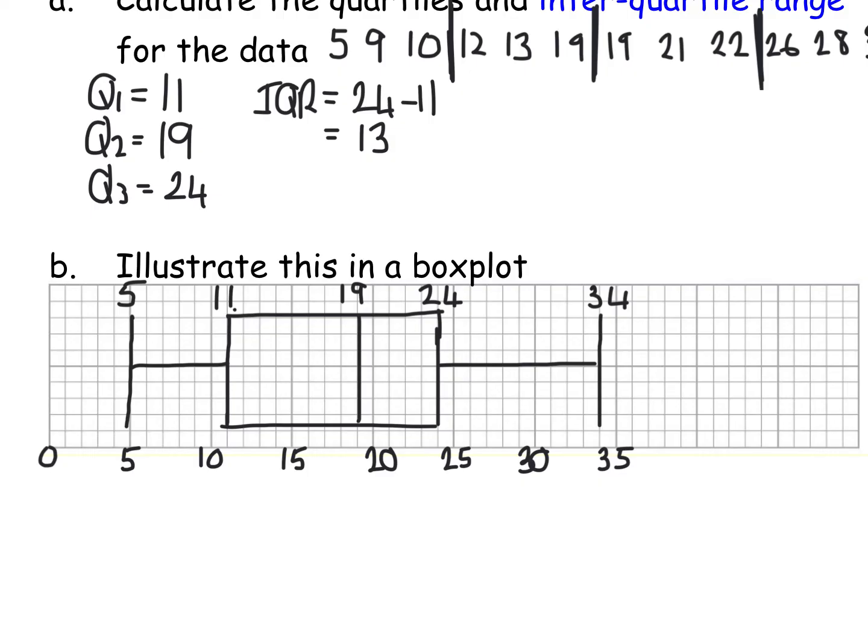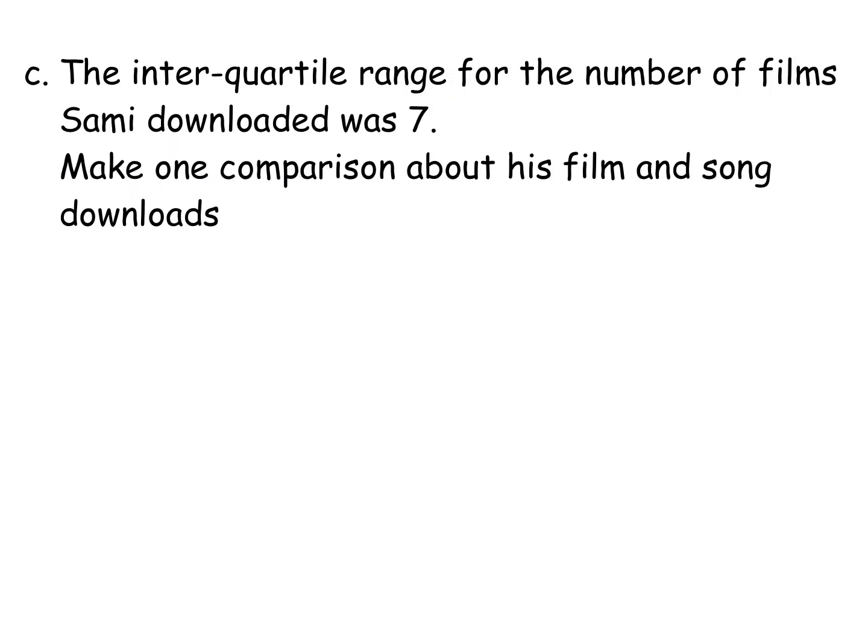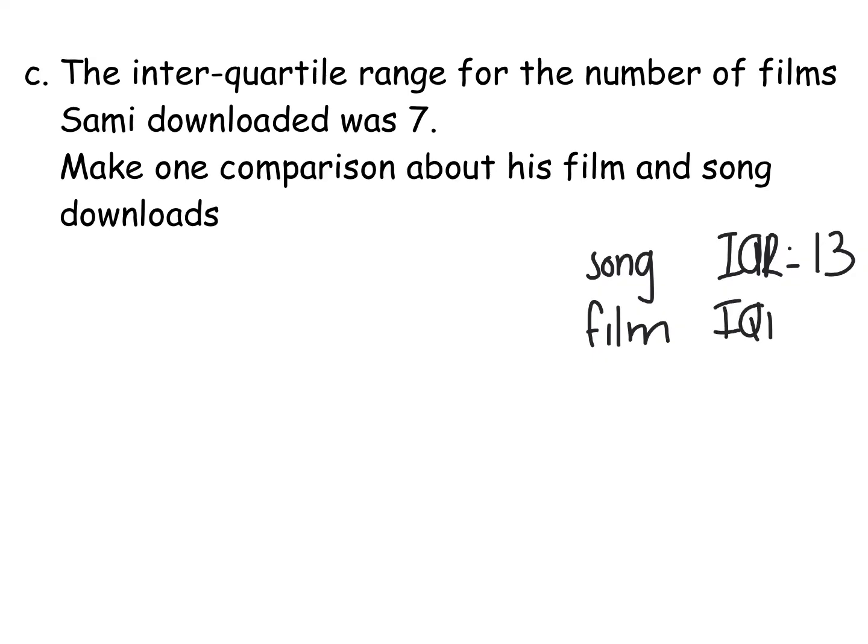Now, again, there's also sometimes a wee comparison part to come. So we'll see this in part C. So I'm just going to remind myself that my interquartile range in part A was 13, and that was for his song downloads. And this one is telling me that his film downloads have an interquartile range of 7. It says, make one comparison about his film and song downloads. So I'm going to talk about the films because that's what's been presented to me lately. The number of films he's downloaded, the interquartile range has dropped to 7. Because it's got a lower interquartile range, that means your numbers are closer together, so they're less varied.